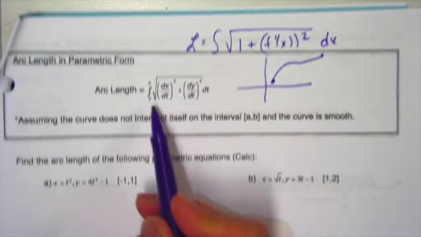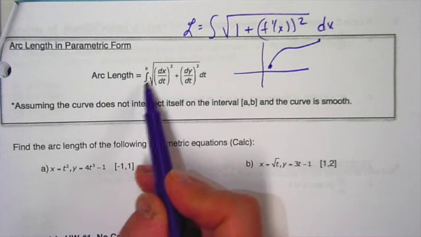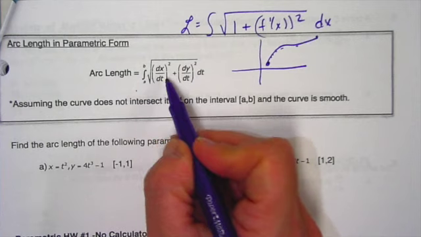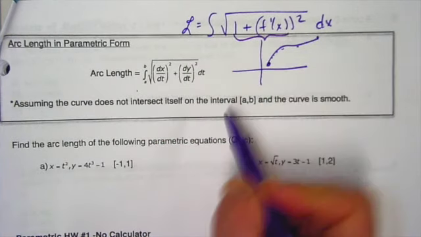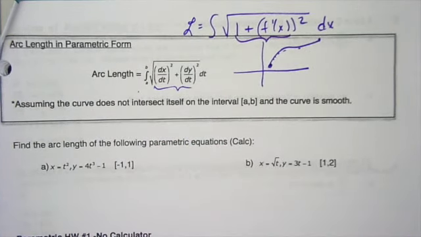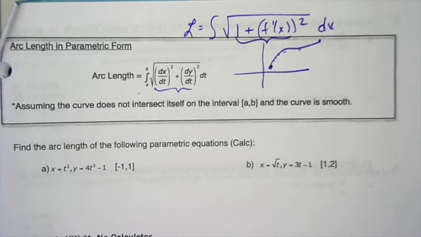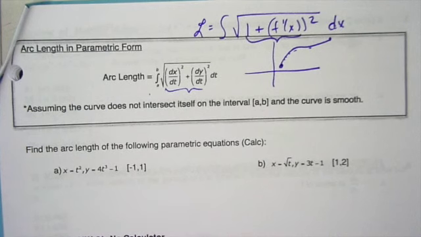In parametric form, it's very similar. You're still going to be integrating. You're adding up a whole bunch of pieces, square root of, but this rewritten in parametric is really (dx/dt) squared plus (dy/dt) squared. And most of these problems we'll be doing with your calculator. You just have to be able to do the setup.